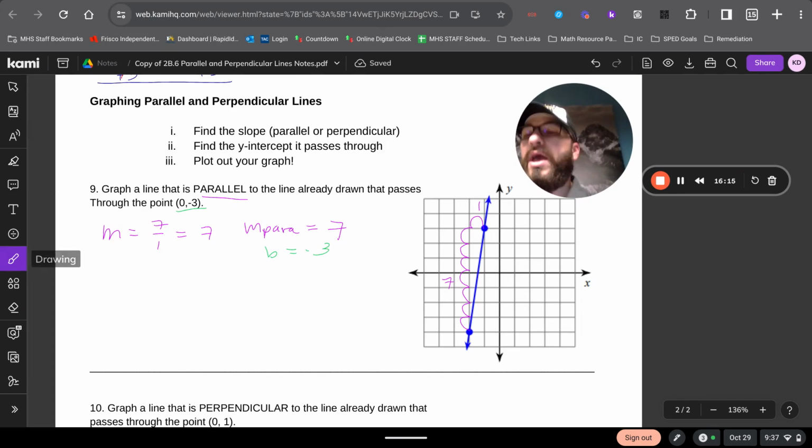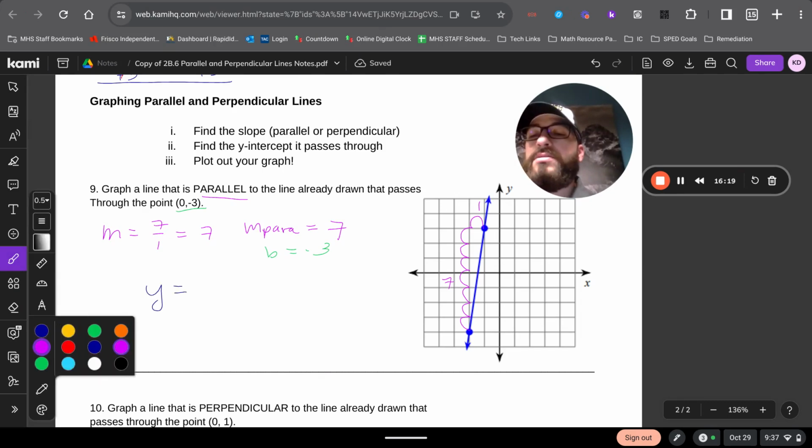Okay, so we can go ahead and write our new equation. y is equal to 7, because it's that same slope, and then x, and then that b value of -3. Okay, so that's our equation of our new parallel line.